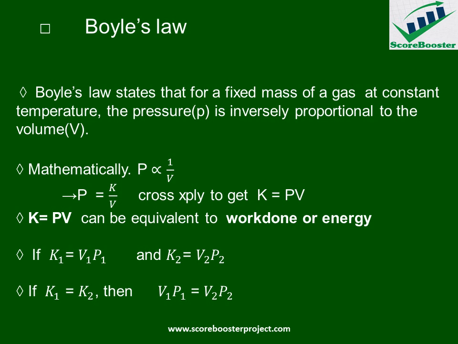Mathematically, pressure P is proportional to 1 over V. Then when we introduce the constant of proportionality, that will give us P equals K over V. Then we can cross multiply to get K equals PV. K here is the constant of proportionality, P is the pressure, while V is the volume. It is very important to note that the constant here, which is equal to PV, can be equivalent to work done or energy.